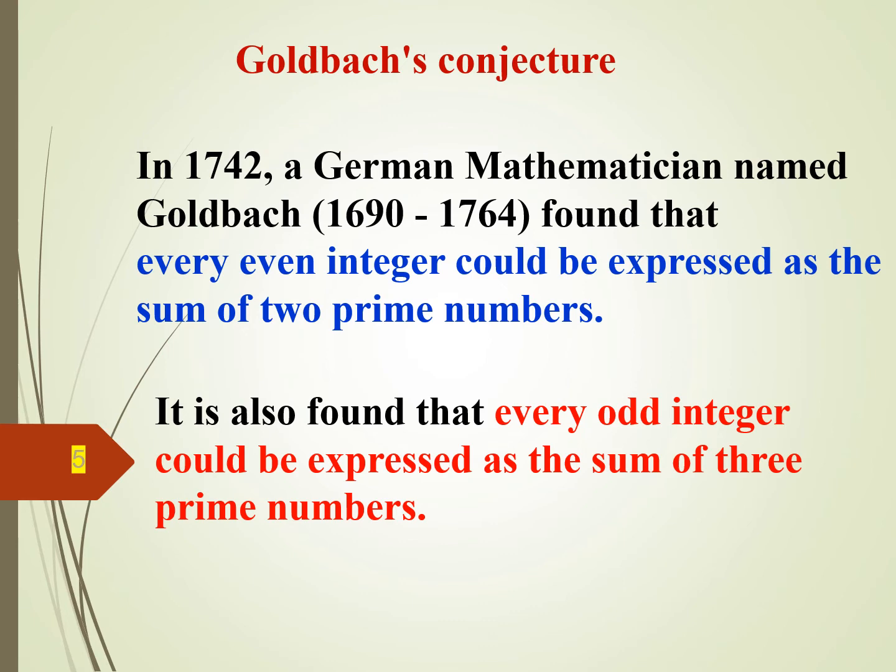Next, we will introduce another German mathematician, Goldbach. He found that every even integer could be expressed as a sum of two prime numbers. It's also found that every odd integer could be expressed as a sum of three prime numbers. Now, it is given that it's not a theorem. Theorem means there is a proof. Conjecture means it's not yet proved. So students will be surprised that it looks so simple, but still mathematicians have not yet proved this.